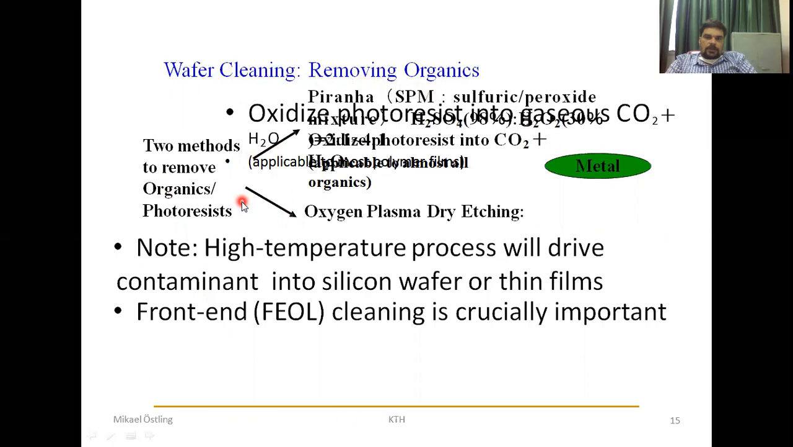So we want to remove the organics from here. Two methods are basically there to remove the organics. We can use oxygen plasma dry etching, and we can also use a mixture of H2SO4 and hydrogen peroxide in that case.